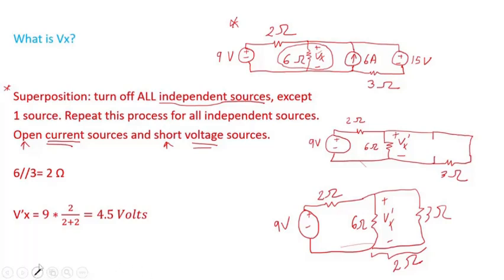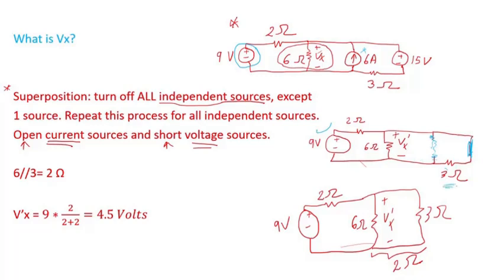Now, let me start from the original circuit. I'm only going to leave the 9-volt DC source on. You see here it is on, the 6 amp source is basically open, and I shorted the 15 volt DC source. So that's the circuit I get by leaving only the 9-volt DC source. Then I can further simplify the circuit. Since this is open, it does not exist, so I can just remove it.